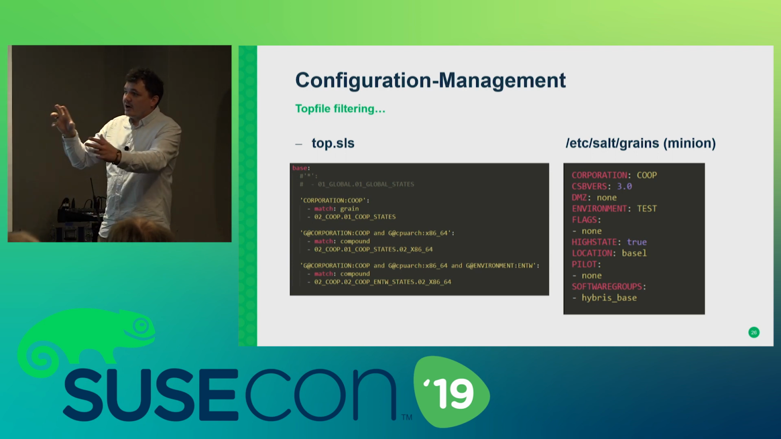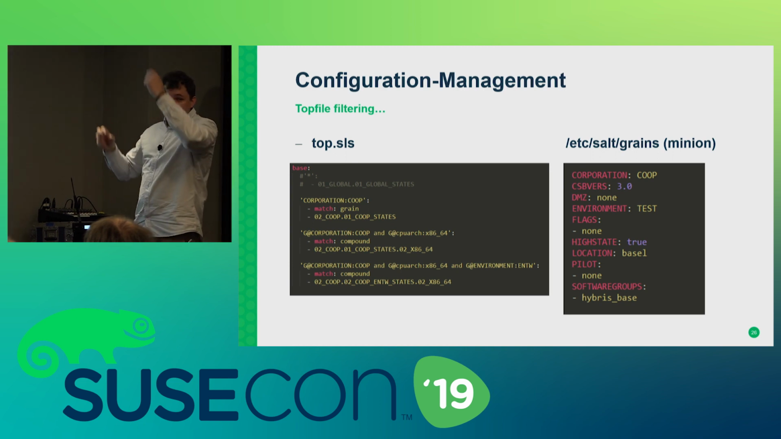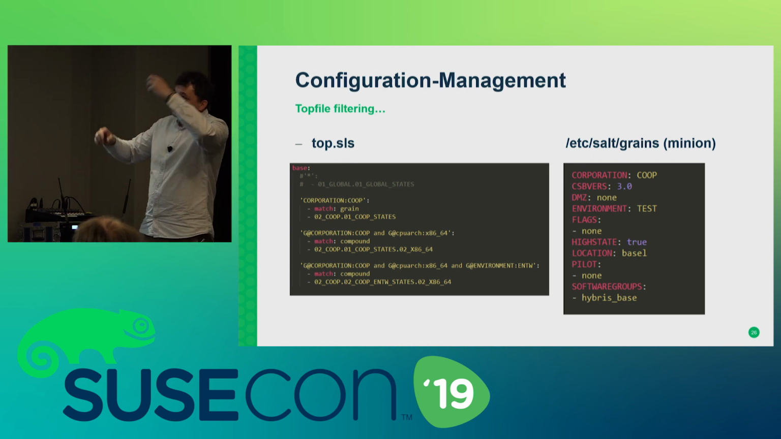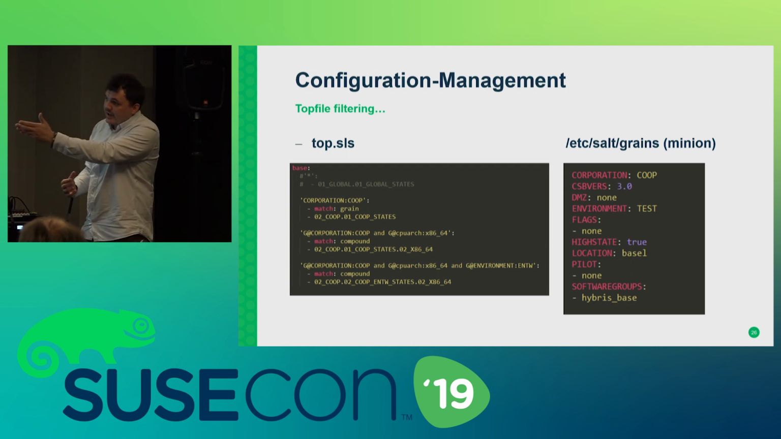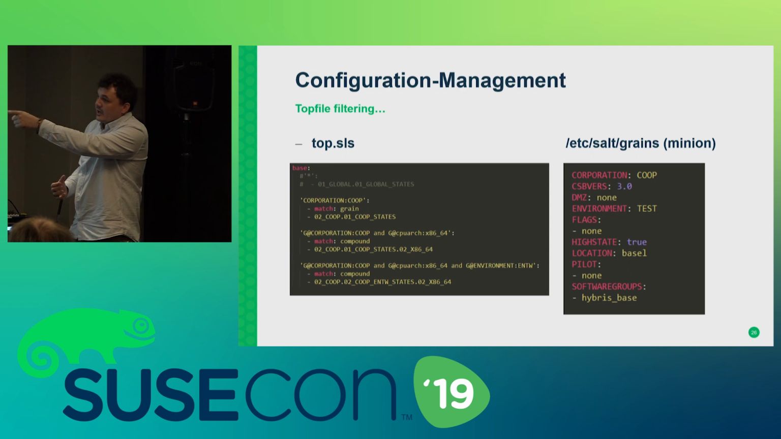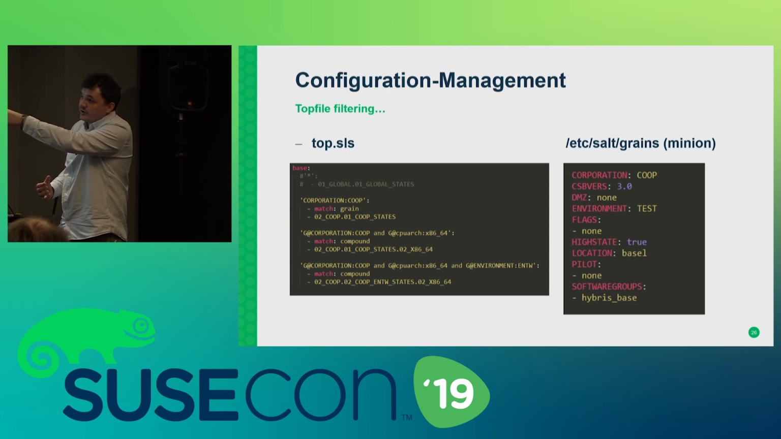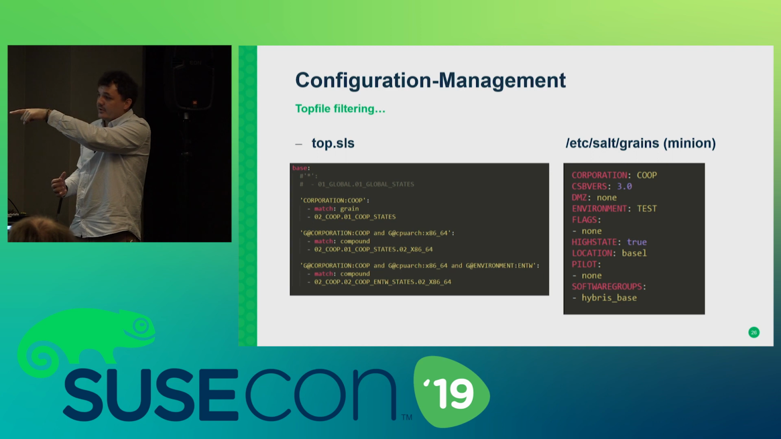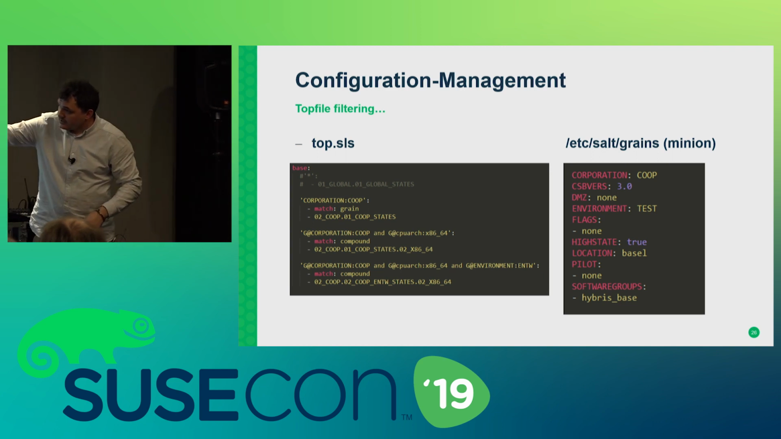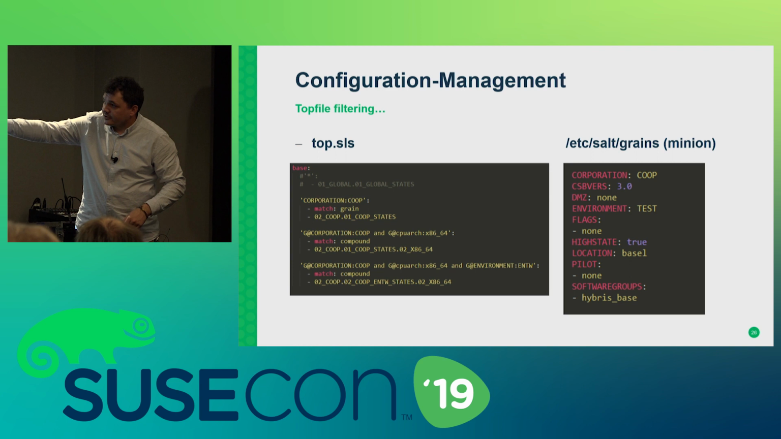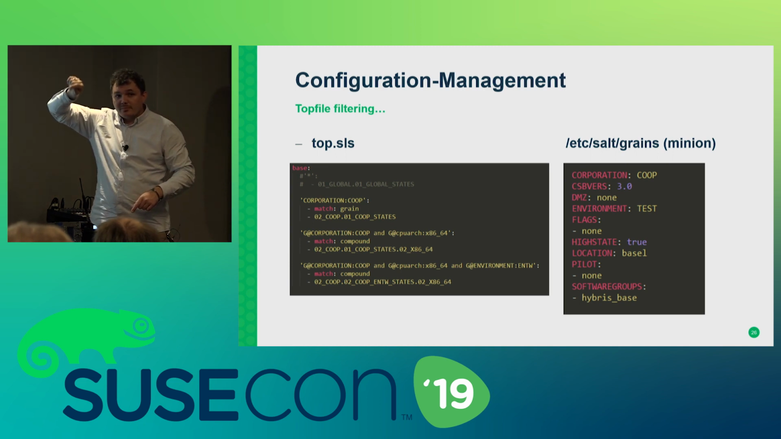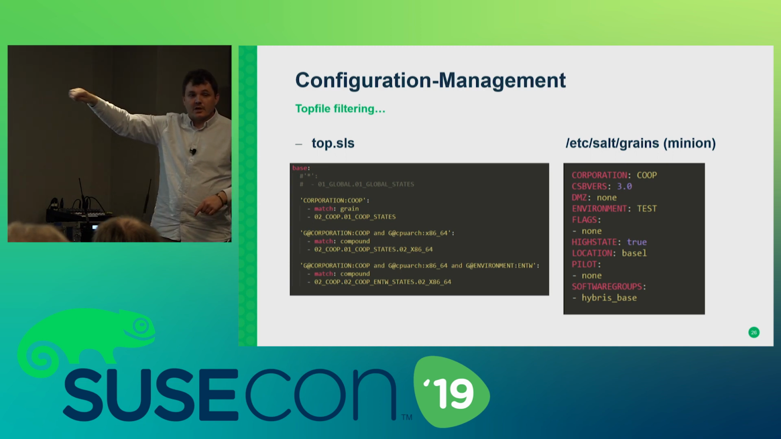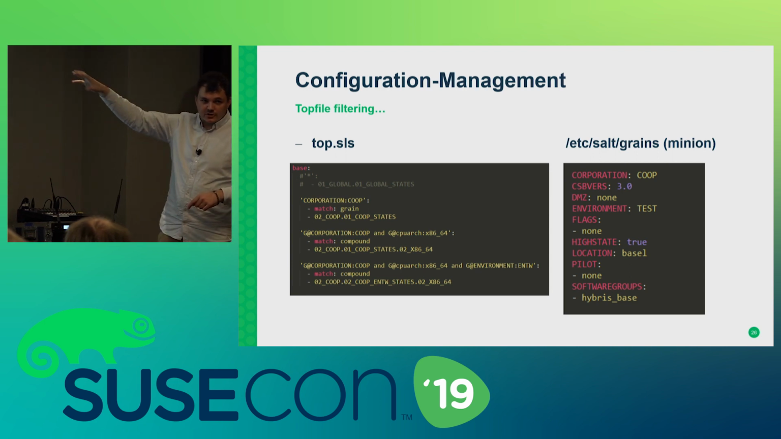It's a compound matching. What that means is basically the minions, as I said in the beginning, the minion is going to use this top file and applies it to itself. And it asks, do I have the grain corporation code? And am I a CPU architecture x86-64? And if I am that, this is going to push me into this file directory, 002, 01 coop states, x86-64. And it's going to apply every state in there. So every state that's included in the init file. But I'll show that later.